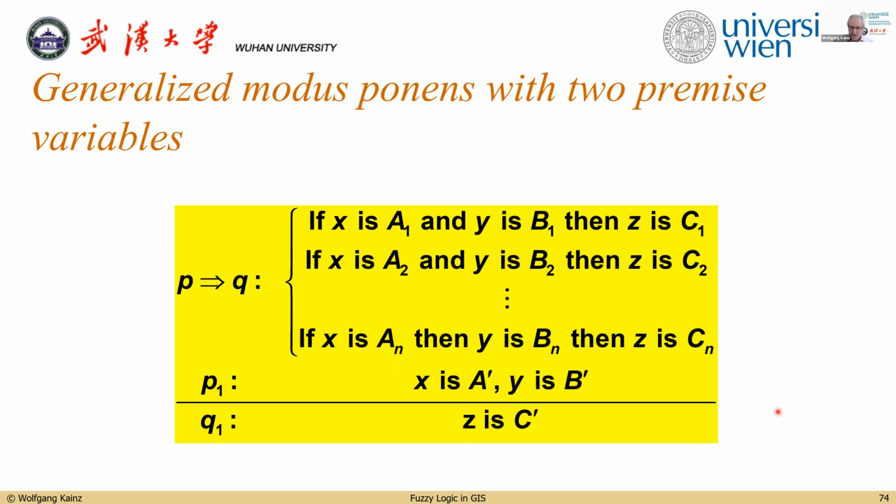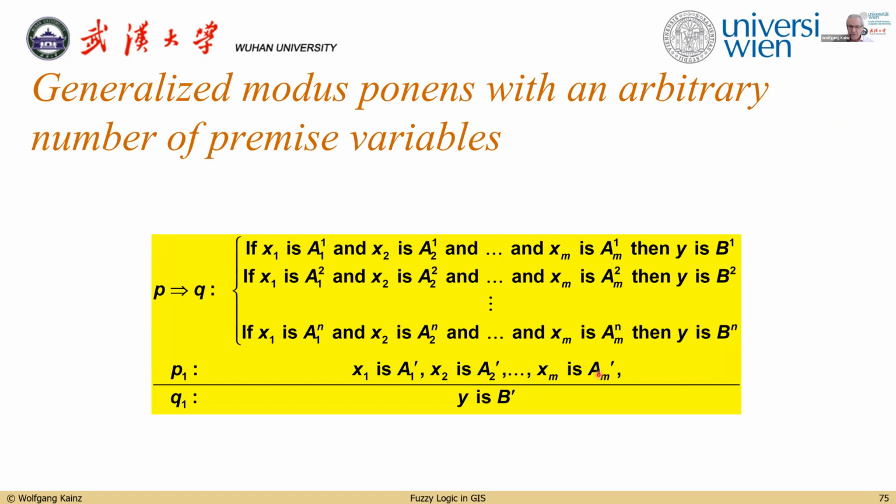And the most general form, of course, is when we use an arbitrary number of premise variables. So from, let's say, x1 to xm, our rules would read like: if x1 is a1 and x2 is a2 and xm is am, and so forth.